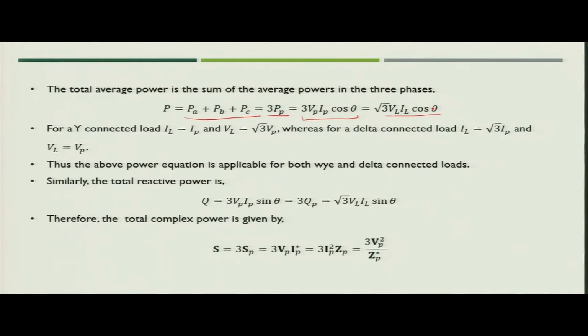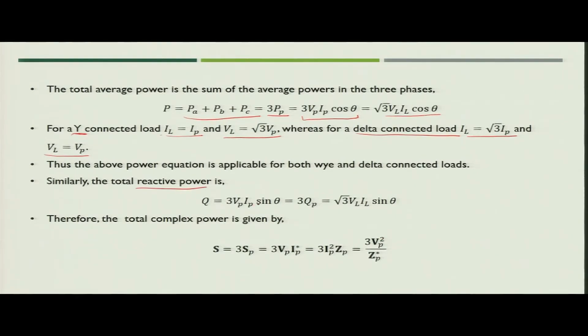Now, in case you have a star connected load, your phase current will be equal to line current, and line voltage will be root 3 times your phase voltage. Whereas for delta connected load, your line current will be root 3 times the phase current, and phase voltage will be equal to line voltage. So, what we can say, irrespective of the load, whether it is star connected or delta connected, your total power will remain equal to root 3 V_L I_L cos theta.